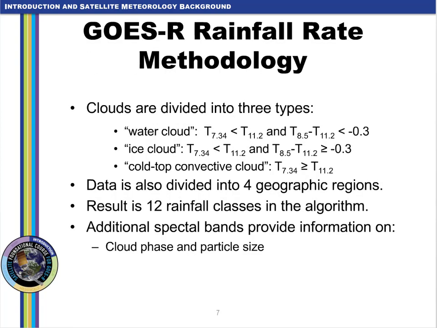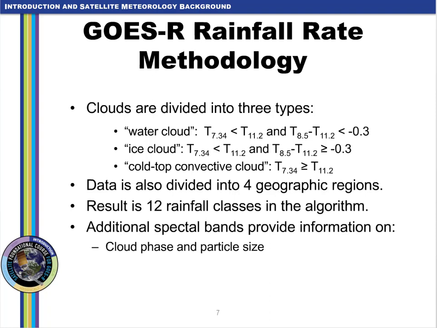The performance of the rain rate algorithm is improved when the data are divided into 3 cloud type categories based on thresholds between the various band brightness temperatures given here. They are called water, ice, and cold top convective clouds, but these are not exact classifications. The purpose is to separate clouds with different relationships between the IR brightness temperatures and the rain rates. Separate calibrations are also applied over 4 geographic regions over 30-degree latitude increments, which yields 12 distinct rainfall classes in the algorithm.